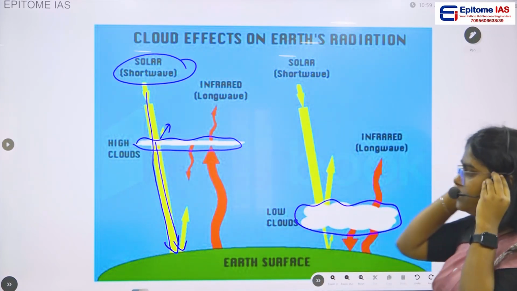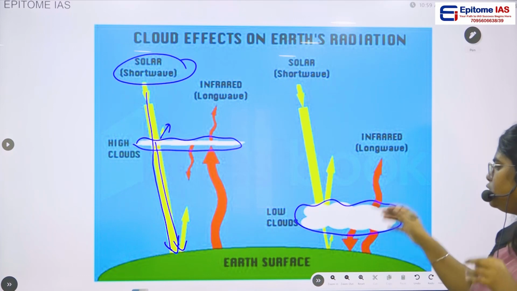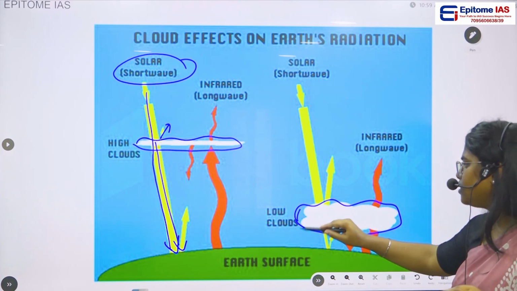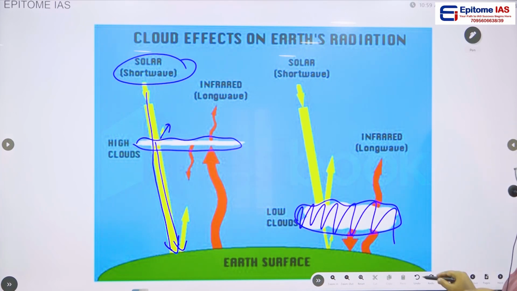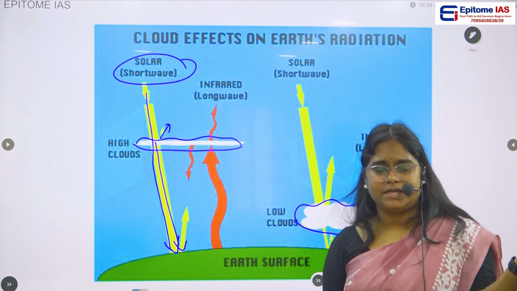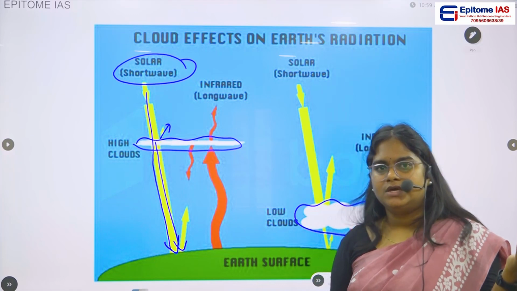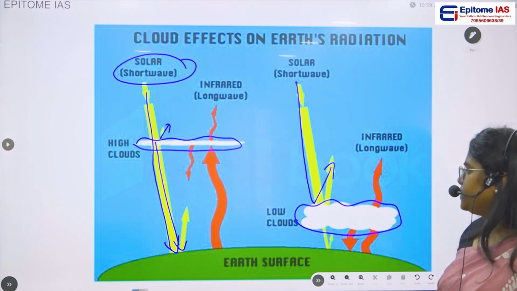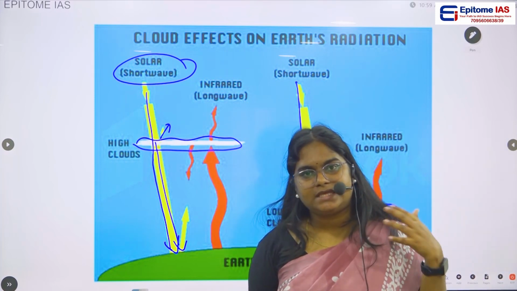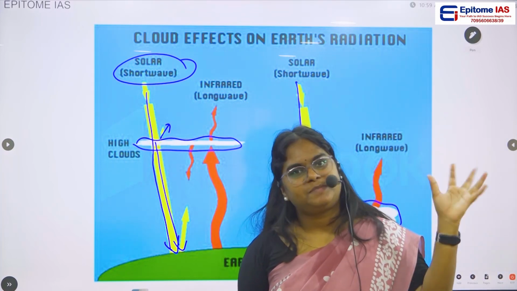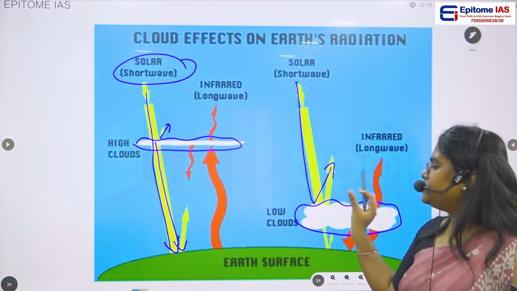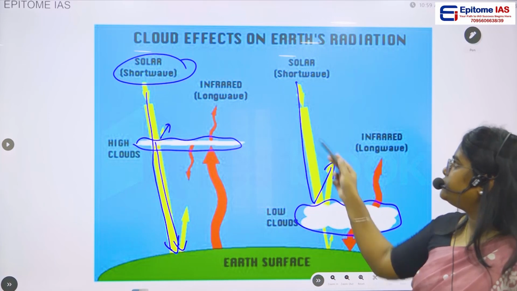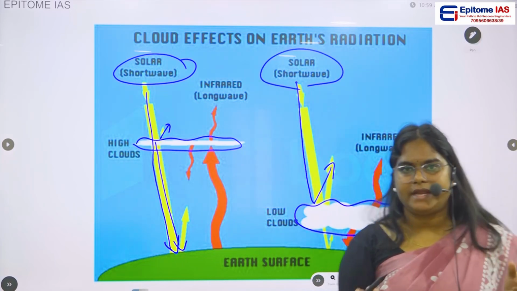Then in case of a low cloud, these low clouds are thicker compared to the high clouds. These clouds are usually thicker. That's why they are present in the lower atmosphere. Because they are very thick, the majority of the incoming solar radiation gets reflected back to space. Okay, so this is the first point, the difference between a high cloud and the low cloud in case of incoming solar radiation.